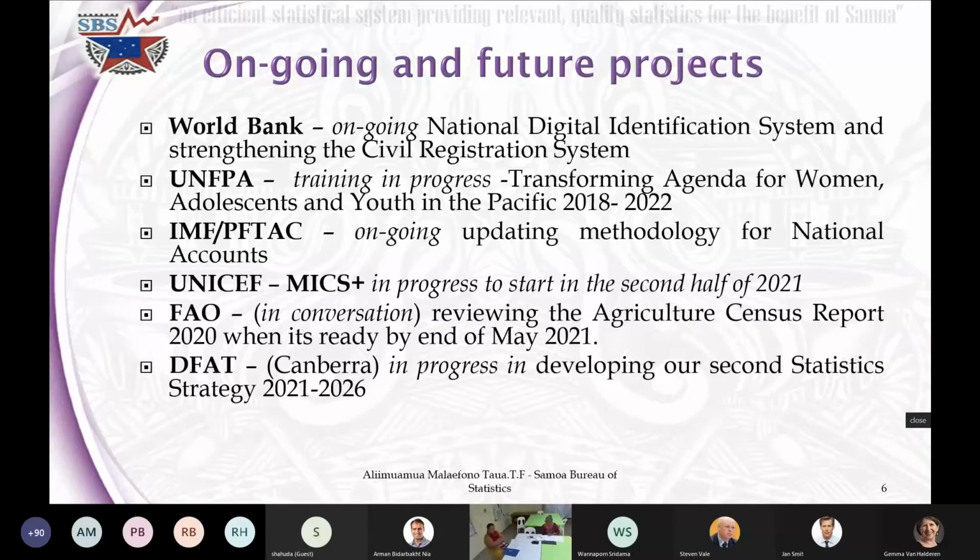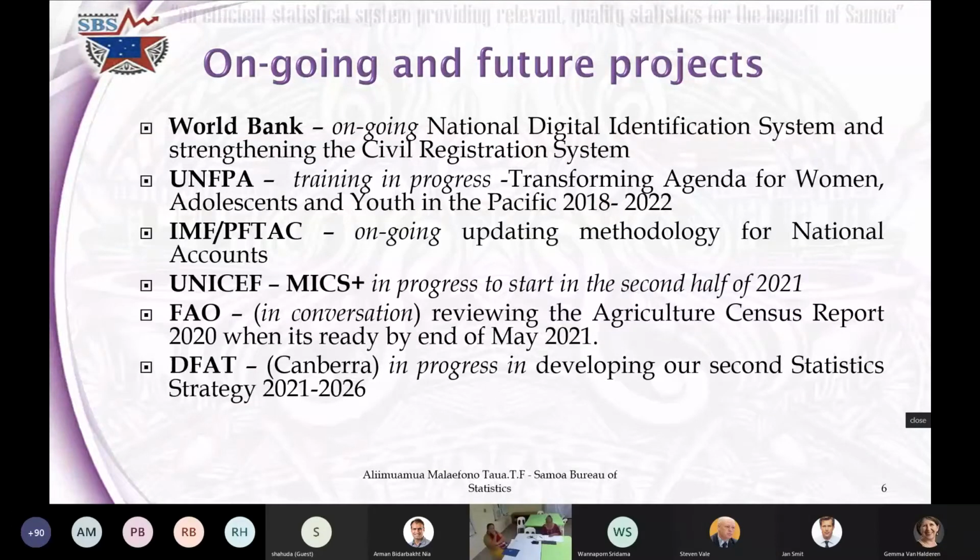Also, we are now working with UNICEF on MICS Plus. It's in progress, and we are hoping to start this in the second half of 2021. With FAO, we are in conversation. We are currently writing our agriculture census report, for the census we just completed in 2020. When that is ready, we are hoping that FAO will help give us a second opinion on our analysis.